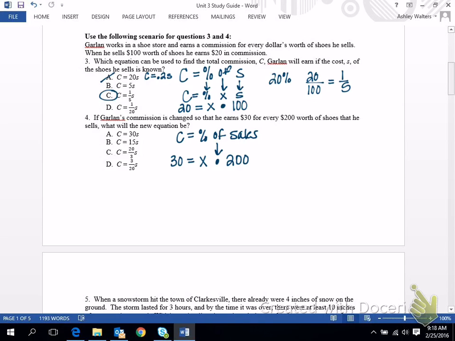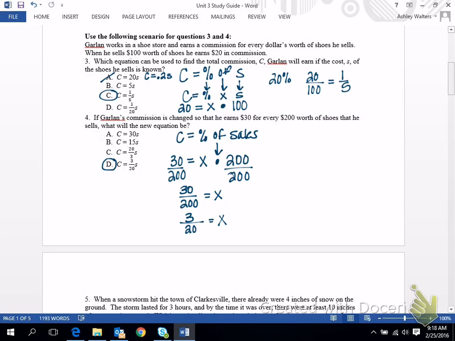So again, in order to solve this, you'll divide by 200 on both sides of the equation, leaving you with 30 over 200 is the percent. Now, both of those numbers are divisible by 10. If you divide 30 by 10, you're going to get 3. And if you divide 200 by 10, you're going to get 20. So 3/20ths of his sales is what he is going to earn in commission. So that is D.